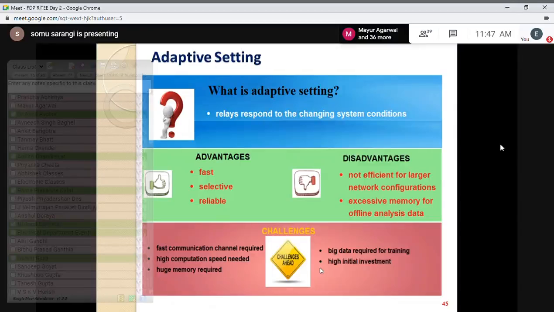So what advantages do we have? First, the selectivity will improve, and it is reliable. But the disadvantages are that it is not efficient for larger network configurations, and excessive memory and offline analysis data are required. So the challenges are here. We require a faster communication system, high computational speed, huge memory, big data for training, and high initial investment. But we will achieve these advantages: the operation will be reliable and selective.